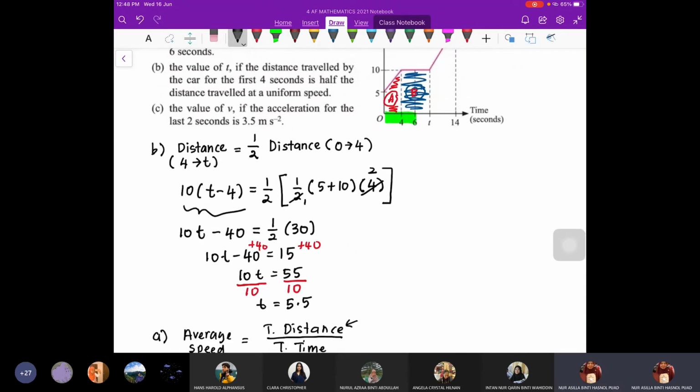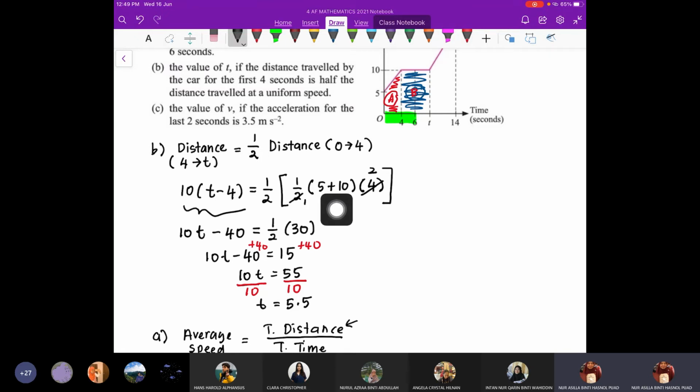Okay, done. So masuk akal tak t 5.5? Tidak masuk akal langsung. Are you still there? Okay, masuk akal tak 5.5? Tak masuk akal sebab dia less than 6 ni. Sepatutnya dia more than 6. Okay, let's look. Saya mesti ada buat kesalahan somewhere.